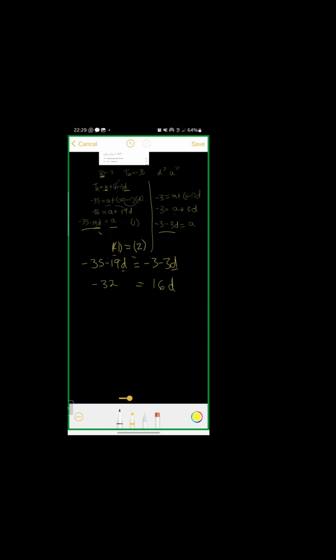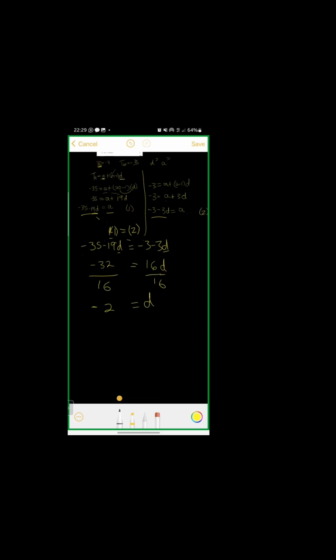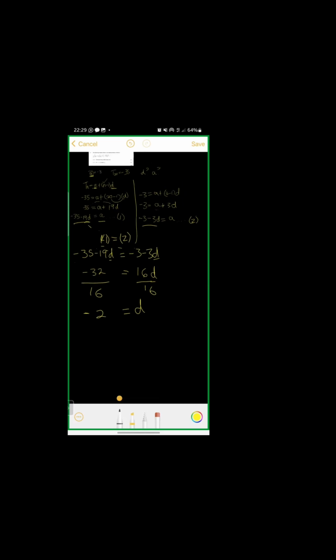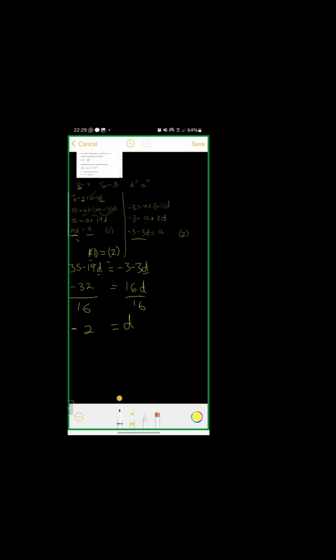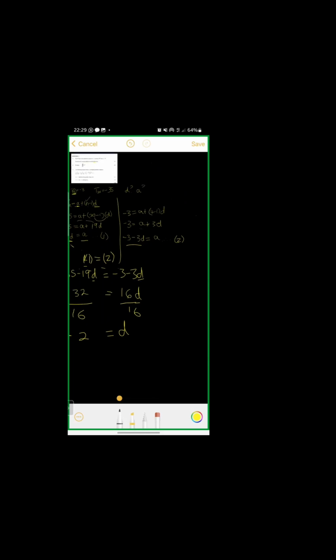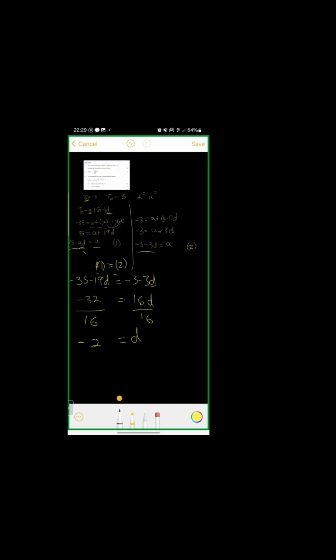And we're looking for our D. The only thing that's stopping us from having D alone there is 16 that is multiplying, so we remove it by reciprocating. We just divide both sides by 16, and then our D is equal to negative 2. So here we found our D. They asked us to find the common difference, so the common difference, we are sorted.